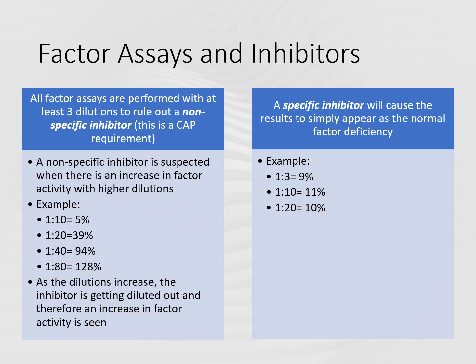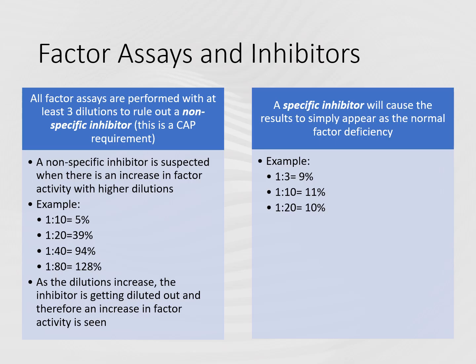We've talked about several testing methods that we utilize to determine factor deficiencies. So we want to talk a little bit more in depth about factor assays and inhibitors. When we perform factor assays, we perform them with at least 3 dilutions. The reason we do this is we want to rule out a non-specific inhibitor. This is a CAP requirement, but it's also highly beneficial for us so that we can actually see what's happening as we dilute out a sample.